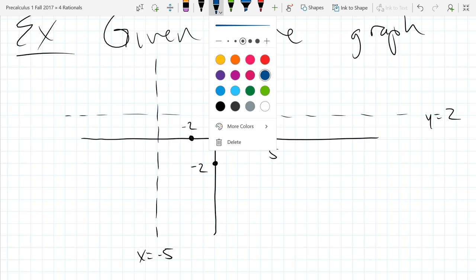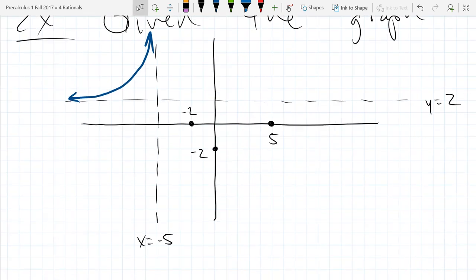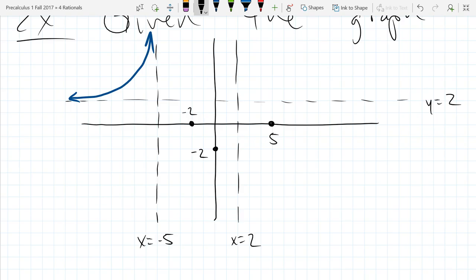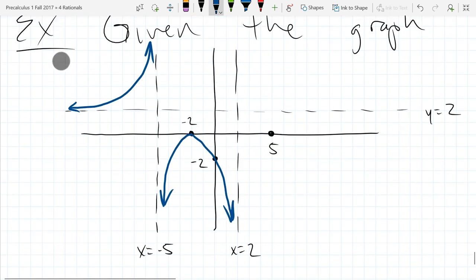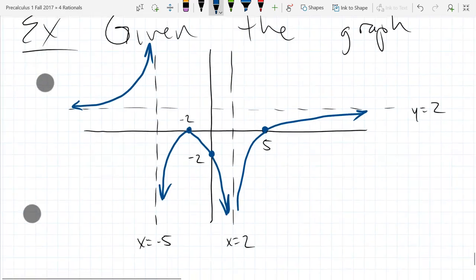Now the graph itself, I'll graph that in blue. And there's another vertical asymptote at positive 2. So our x-intercept at negative 2 is a bounce. So that's our graph.